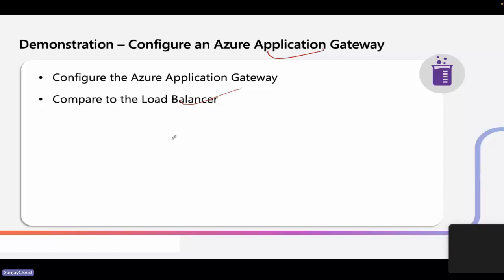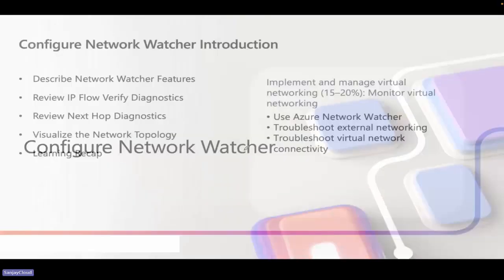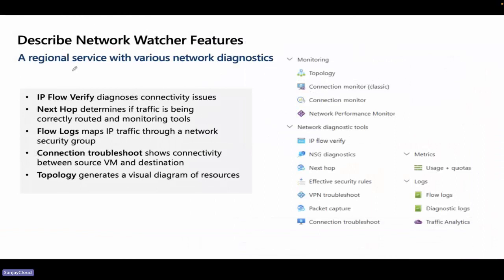So configuring application gateway, compare with load balancer, which we have already done. Comparison. Let's go to next lesson, network watcher. Last lesson for this module, configuring network watcher, which is a network monitoring tool in Azure. So using network watcher, you would be able to troubleshoot and monitor your Azure networking services, a regional service with various networking diagnostics like IP flow verify. So you would be able to verify your flow from source to destination, diagnose your network connectivity issue using your IP address, port, inbound, outbound.